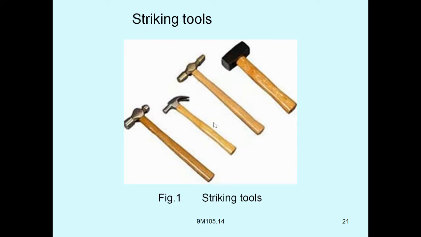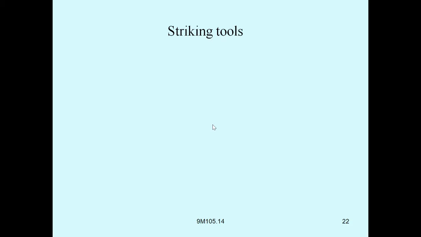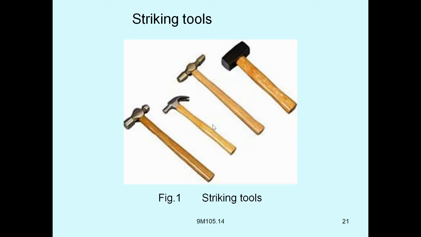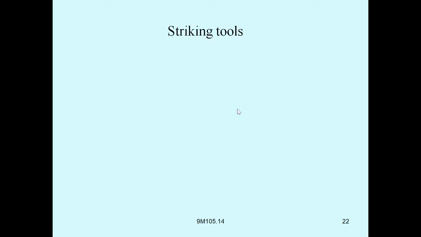So next tools are striking tools. You can see the diagram of some of the striking tools here. You can see a sledgehammer, claw hammer, ball peen hammer, and also a mallet. These come under the striking tools.